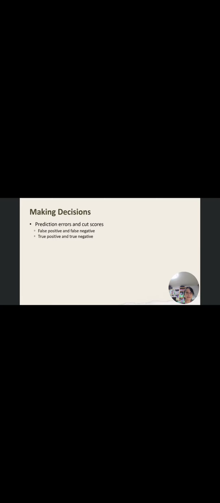When we make predictions, we make some errors, right? So we make errors when we are making predictions. It's not like all our predictions are going to turn out to be correct. Every prediction has some errors, and there are 2 different types of errors. So I want to talk about that. So let's say this is conscientiousness score. This is performance, right?